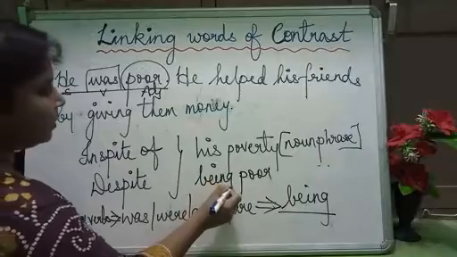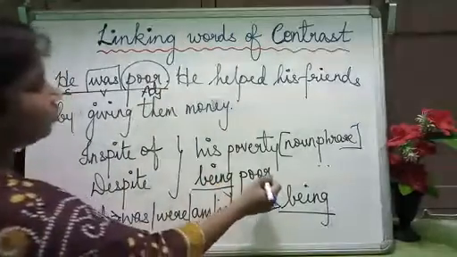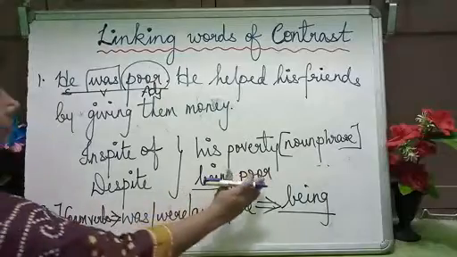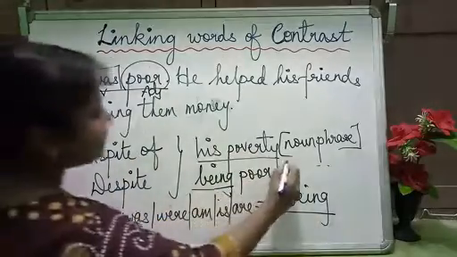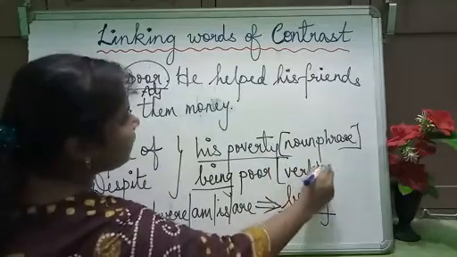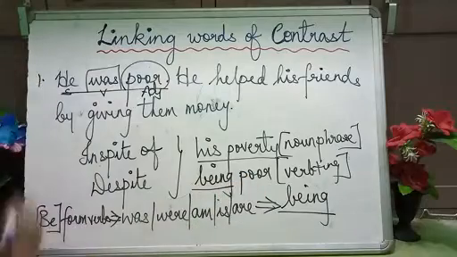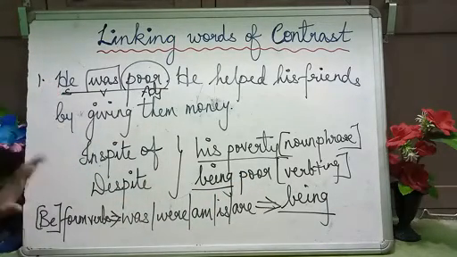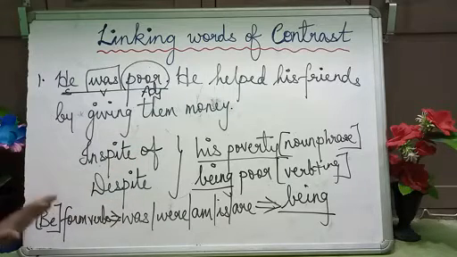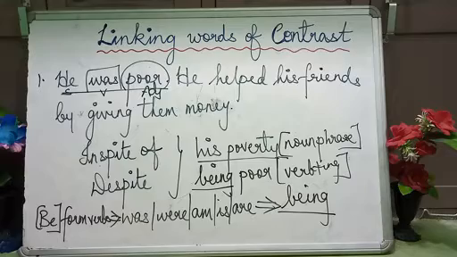So this will change into in spite of being poor. Here you have changed it into verb plus ing. So for this poor you will not make any change. In spite of his poverty also you can write. This is noun phrase and this is verb plus ing, that is, in spite of being poor. Like that also you can write. So these are the changes you need to make when you start a sentence using in spite of or despite. Don't forget these rules. Okay.